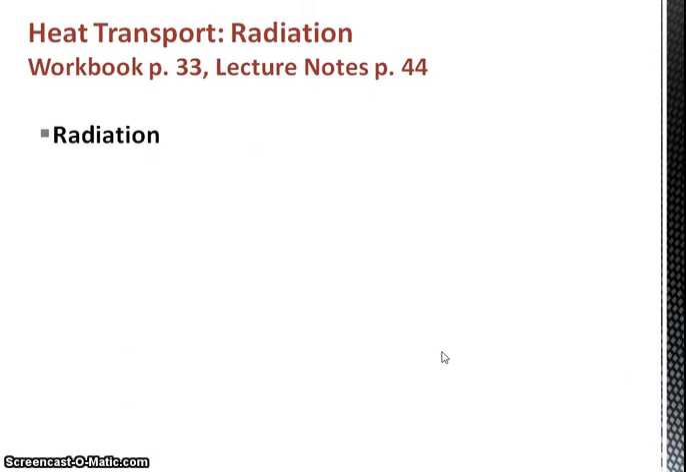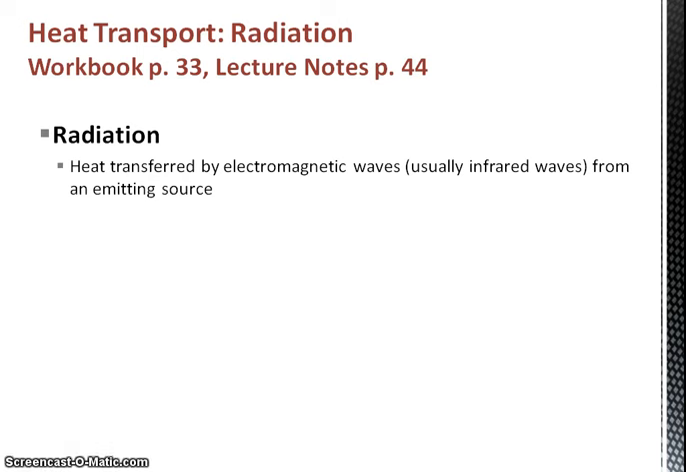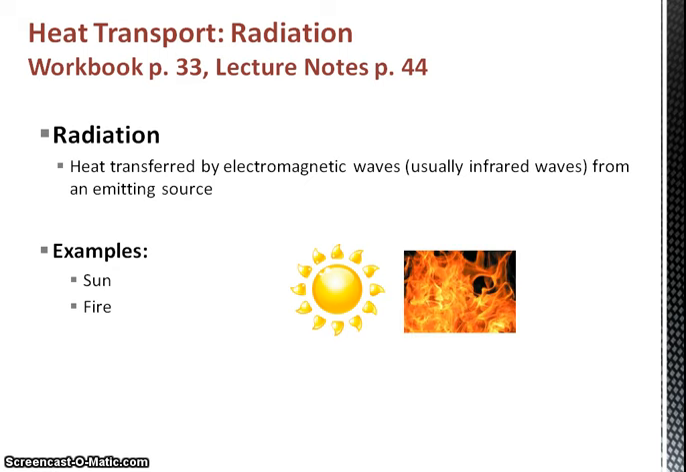Alright, so the third way is radiation. So that has to do with heat being transferred by electromagnetic waves. And we'll talk more about electromagnetic waves in the spectrum when we get to light and color. This has to do with infrared from some kind of emitting source. So typically something like the sun, which is emitting radiation or heat energy.